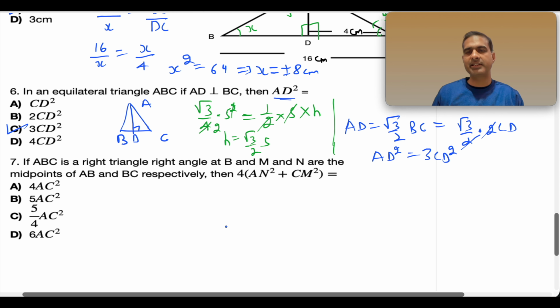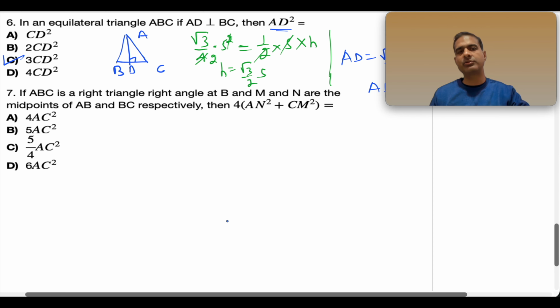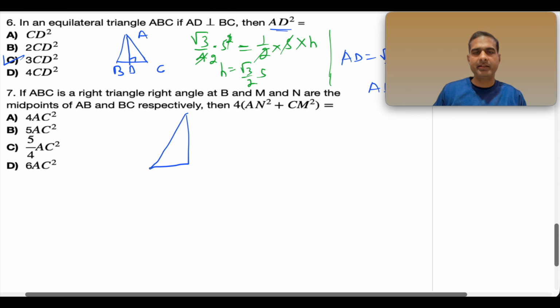Now moving to question number 7. This is an interesting question, and if we understand the question, then it is quite easy. But if we don't understand, it can look tedious. So let's read the question. If ABC is a right triangle, right angled at B, so let's try to make it. So there is a right angle triangle, right angled at angle B. And M and N are the midpoints of AB and BC. So M is the midpoint of AB and N is the midpoint of BC.